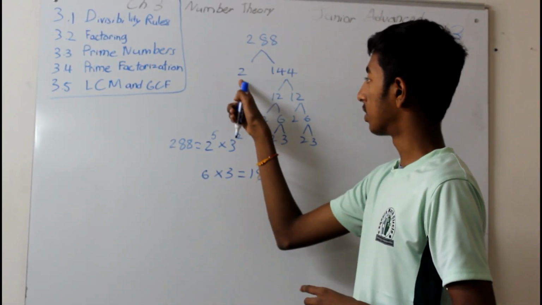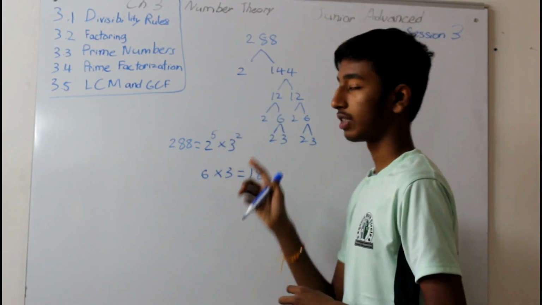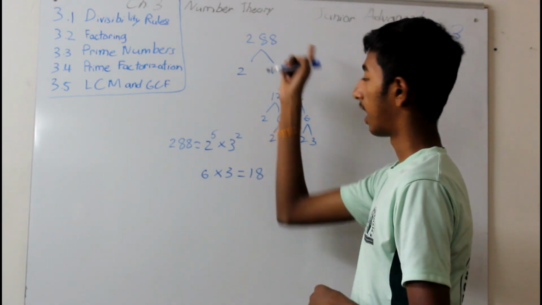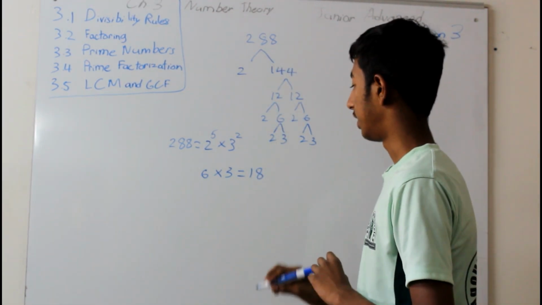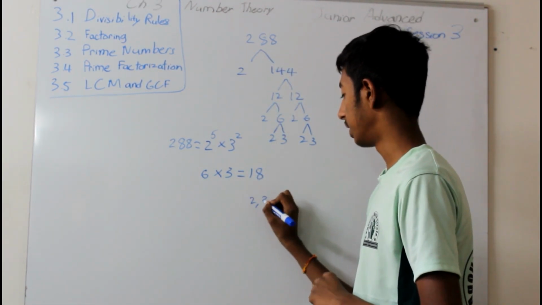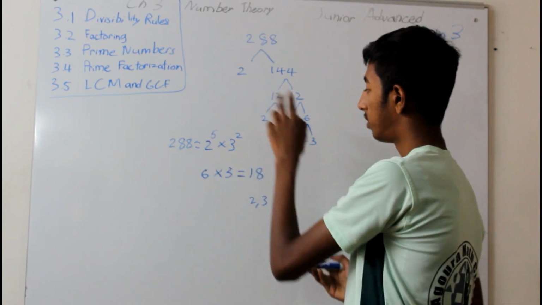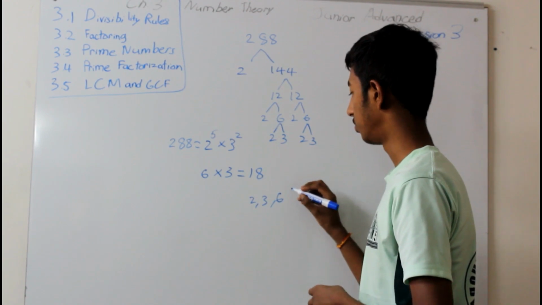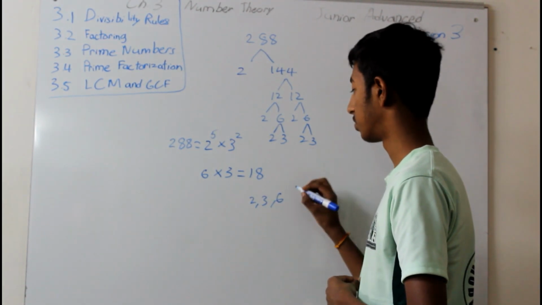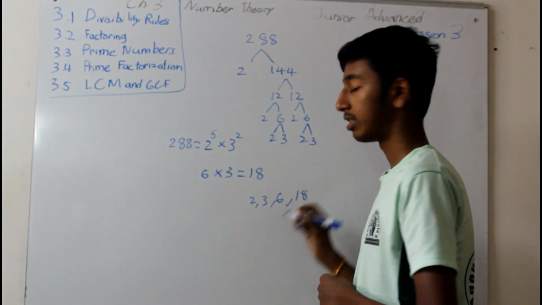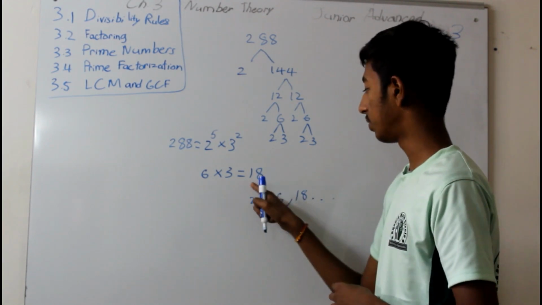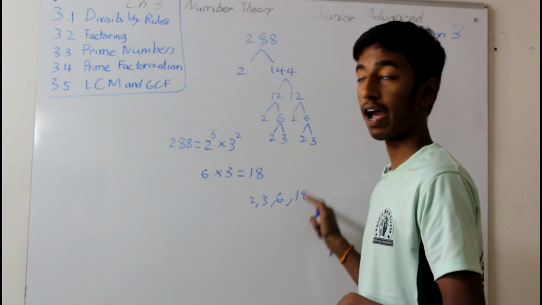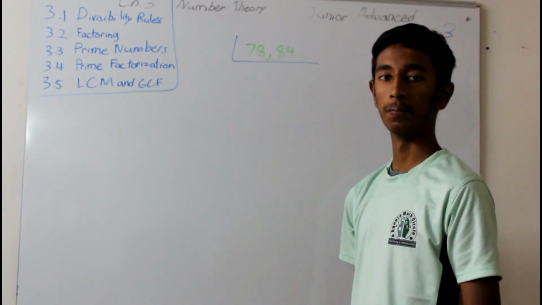Once you get this, you can multiply these prime factors in any order that you want until you get 18 different factors that multiply to get 288. You start off with 2 and 3, which are the prime factors. 2 times 3 is 6, which is another factor. And then you can also do 2 times 3 times 3, which would be 18, and so on and so forth, until you get 18 numbers. Once you get that, you know that you have all the factors for 288.